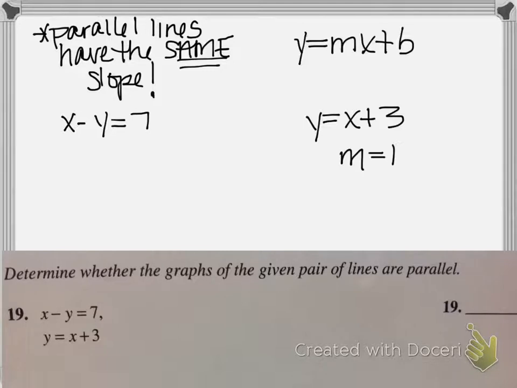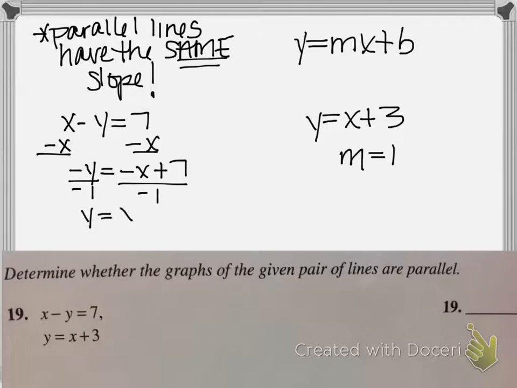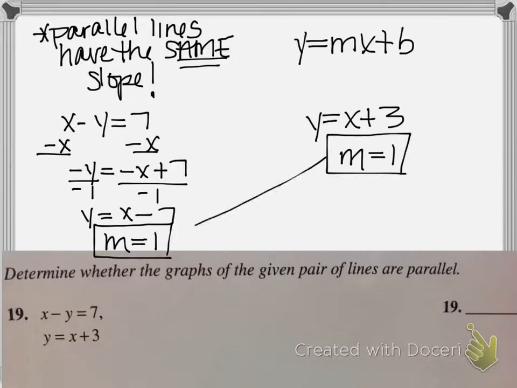So in order to decide that, we have to put it into slope-intercept form. So I've got to move my x term, which leaves me negative y equals negative x plus 7. Now I have to divide everything by negative 1. That gives me y equals x minus 7. According to this, my slope is 1. So since my slopes are the same, that means these two lines, if I were to graph them, are parallel lines. So yes, they are parallel.